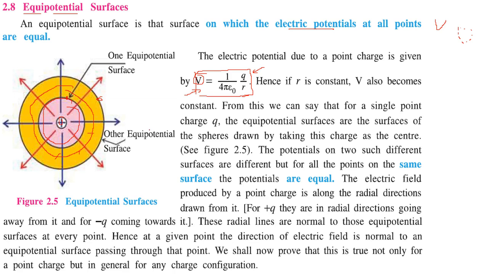The electric field produced by a point charge is along the radial direction. If you take plus Q, the lines are radially going away from it. If you take minus Q, they will be coming inside. These radial lines are normal to the equipotential surfaces at every point. So at a given point, the direction of the electric field is normal to the equipotential surface passing through that point. We will try to prove that this is true not only for a point charge but for any charge configuration.